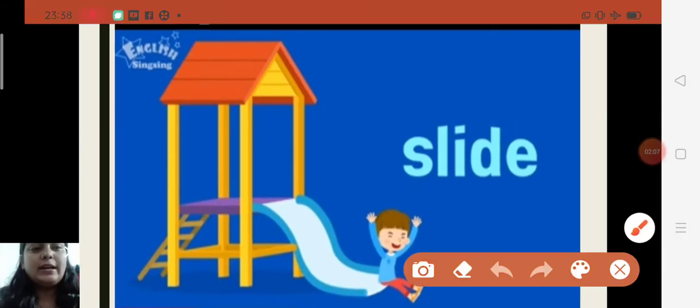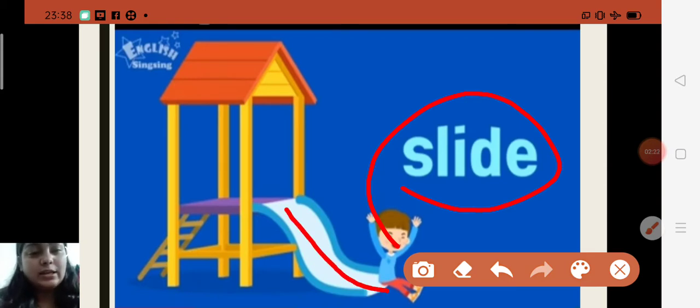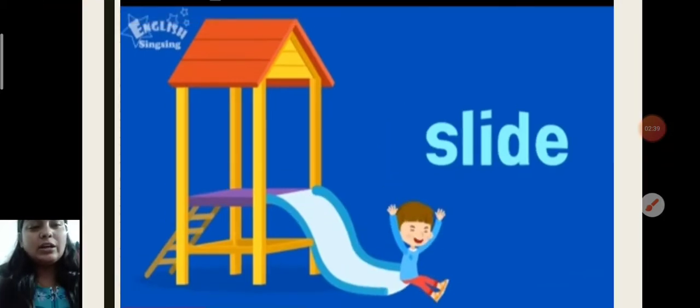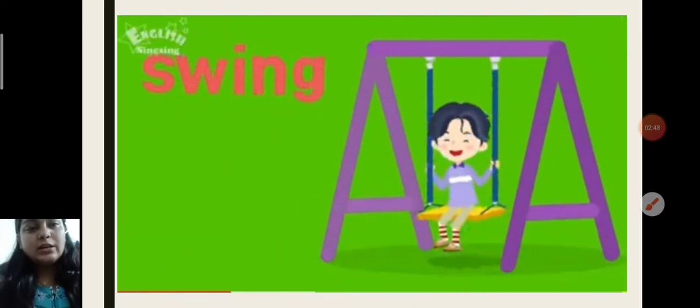Slide. The spelling of slide is S-L-I-D-E. Slide. A slide is a structure with a smooth sloping surface for children to slide down. As you can see, this boy is using this slide, and it has a very smooth surface by which children can slide down. So this is the picture of a slide, and children play with this slide and enjoy a lot.